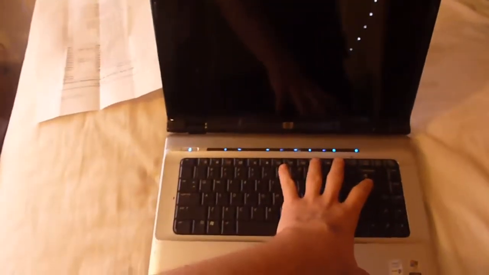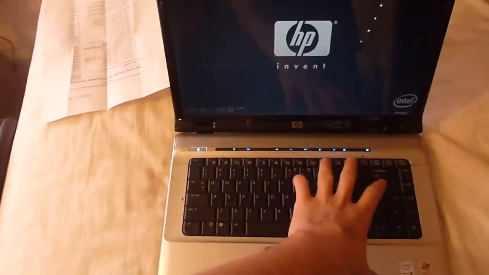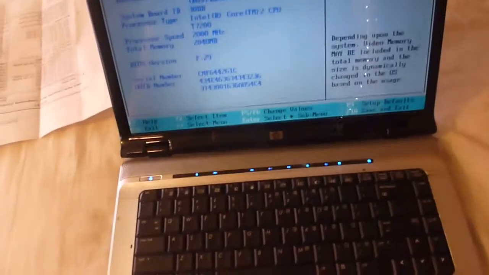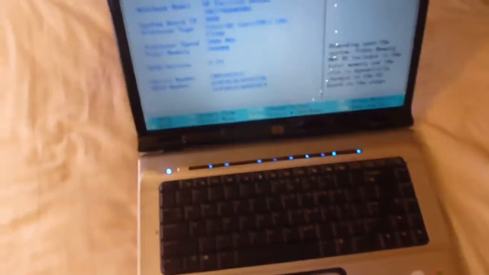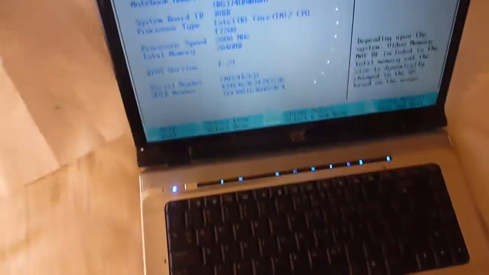Okay, what we have here is a DV6103NR. This was the one that was sold by Best Buy on a Black Friday probably 6 or 7 years ago. So it's a DV6000 series. What it originally came with was a T1350 processor.